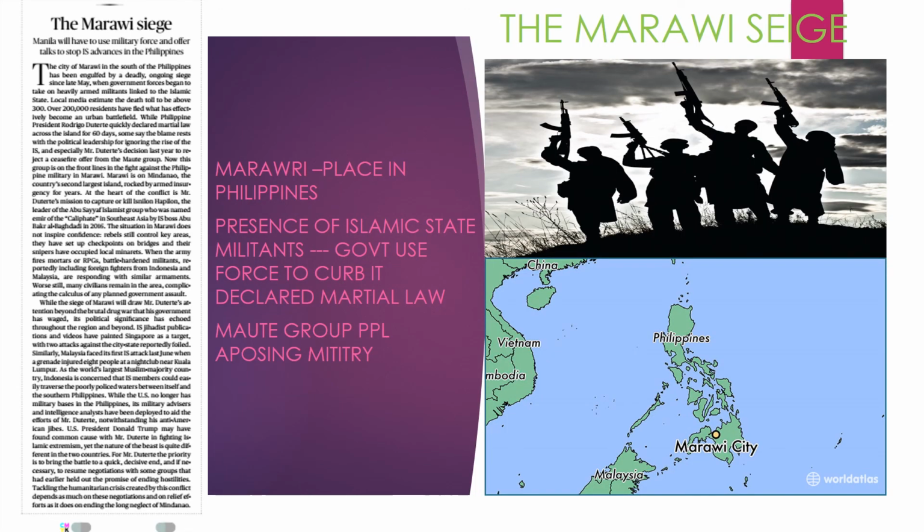So coming on to the next article, the Marawi siege. See, this article is not important with respect to the mains point of view, but it is slightly important for prelims. So I'll just give you a glimpse of the article. See, Marawi happens to be a place in Philippines. I have given the map over here, which is located in the southern part of Philippines. What happened here is there is a presence of the Islamic State organization in Marawi city. This IS organization happens to be a terrorist and a bad organization.